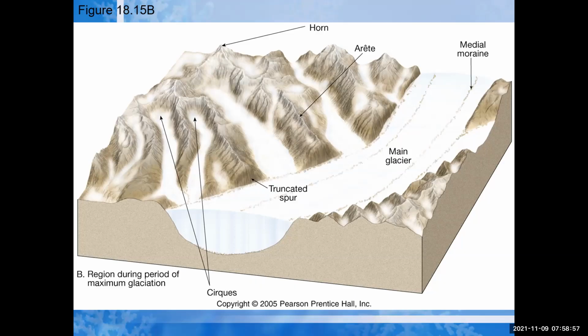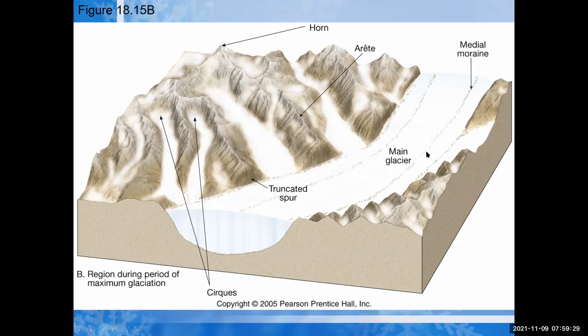As these adjacent glaciers come in and join the main glacier, oftentimes what we're going to learn is that they bring with them huge volumes of sediment, particularly along the margins of these glaciers. So-called lateral moraines can be produced as a result of those sediments.